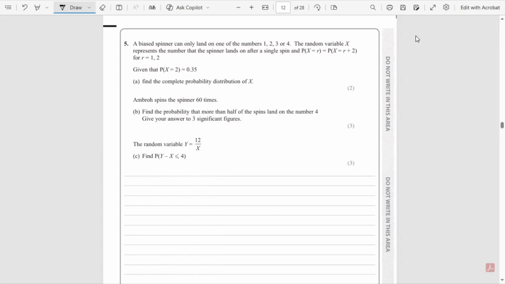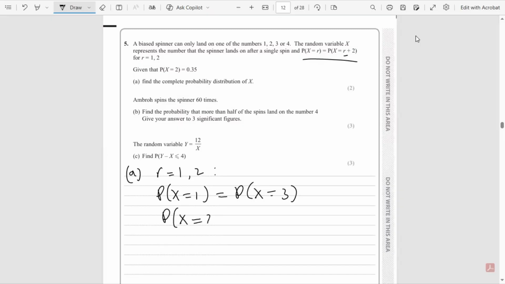Now, I think the easiest way to go about this would be to just use these r values, so r equals 1, r equals 2, and just sub these into the probability distribution that we're given here. So the probability that x equals 1 is equal to the probability that x equals 1 plus 2, in other words, x equals 3. And if we sub in 2, the probability x equals 2 is the probability that x equals, again, 2 plus 2, which is 4. So it equals 4 there.